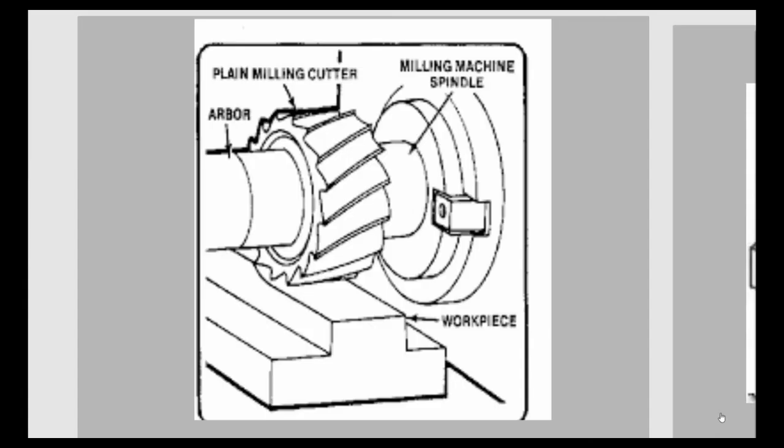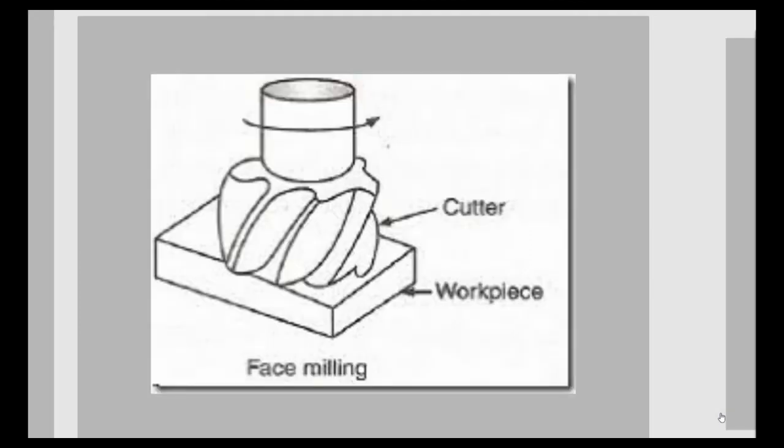Plain milling operation produces a plain, flat, horizontal surface parallel to the axis of rotation. This operation is also known as slab milling, and it can be carried out on every milling machine. In face milling, the machining is done on surfaces perpendicular to the axis of the cutter. The operation is performed by the face milling cutter mounted on the stub arbor of the machine.